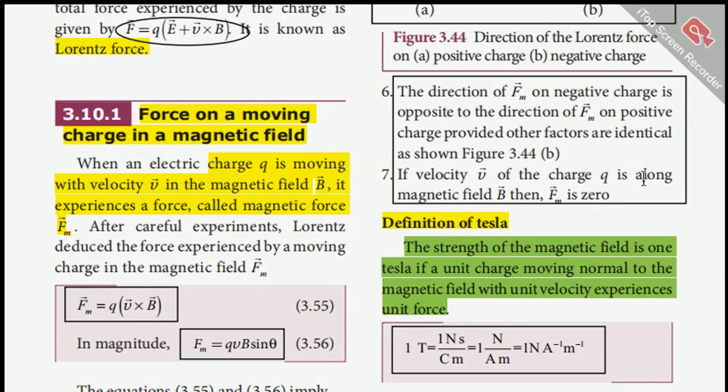If the velocity v of a charge q is along the magnetic field B, then Fm is 0.